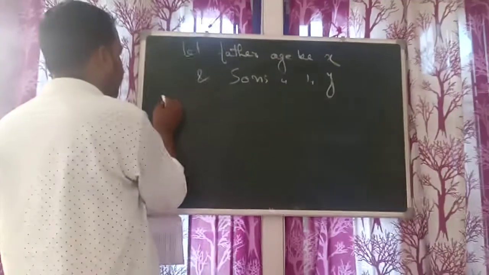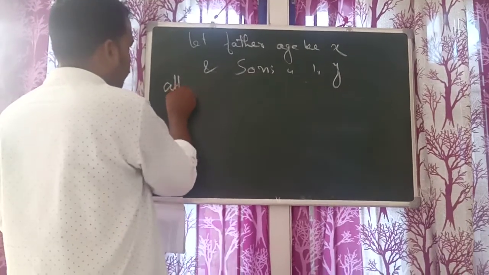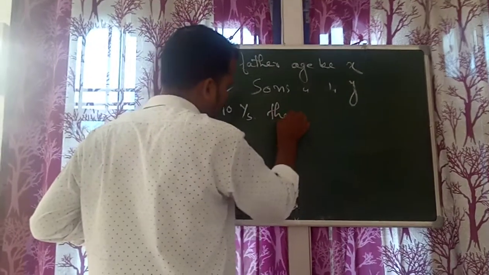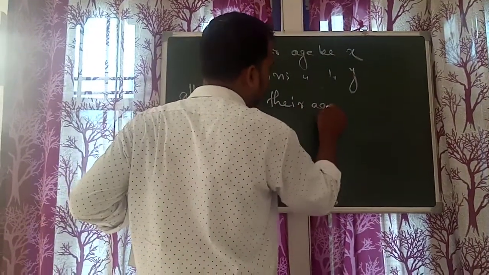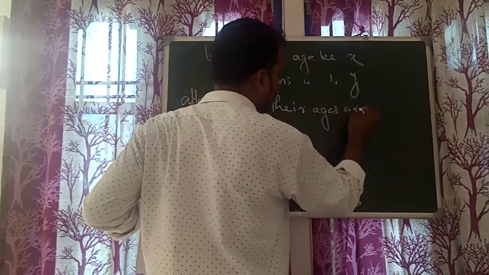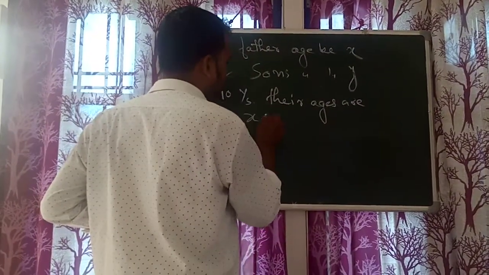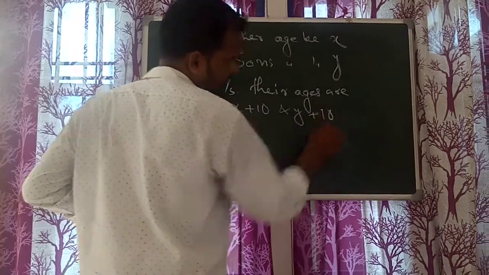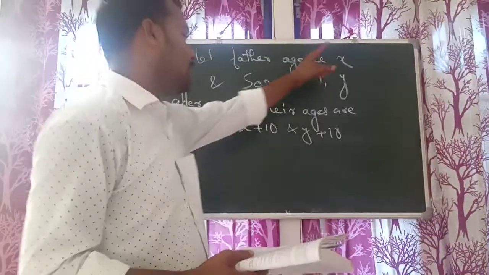After 10 years, their ages are x plus 10 and y plus 10. Okay, this is their present ages.